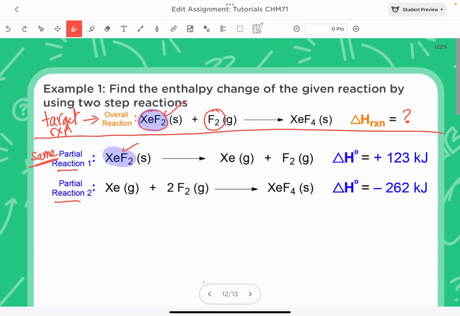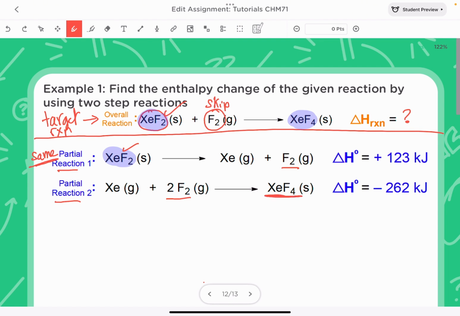Now I look for F2. Where is F2? F2 is in reaction 1 and in reaction 2. In a case where you have an element found in more than one reaction, you better skip it because it's going to cause you a headache and it might confuse you. So it's okay, skip it and check where to find XeF4. Rest assured that F2 will be fixed automatically. So let's now find where XeF4 is.